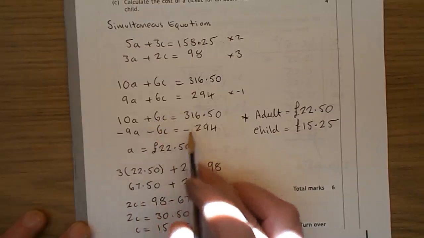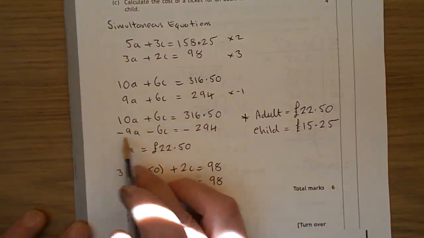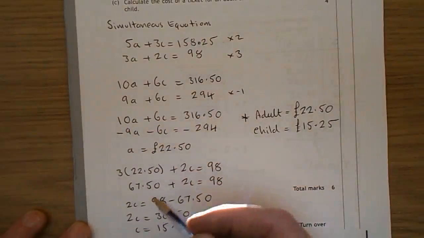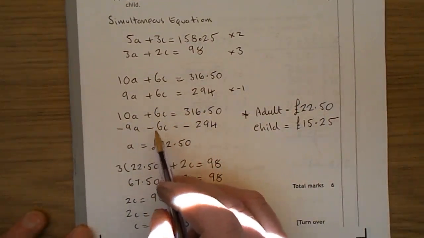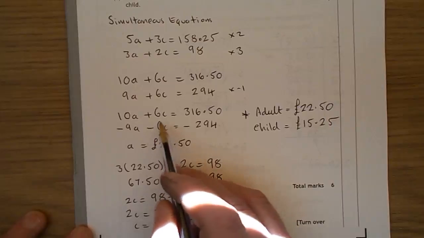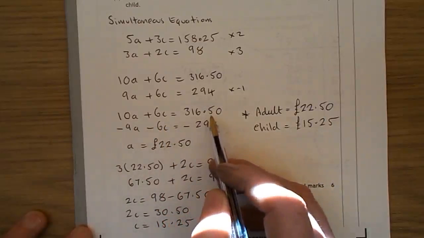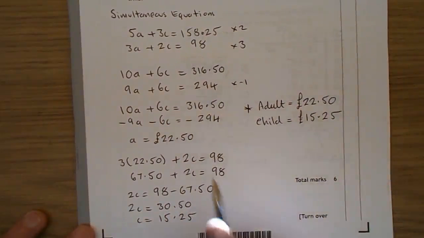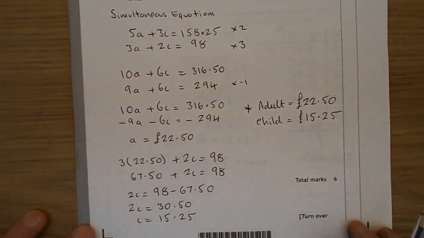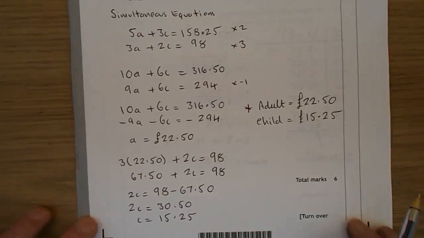This way I can see them right next to each other. 10A, take away 9A, basically you're adding minus 9A, but that just gives you A, plus 6C, add 6, minus 6C, they've gone. 316.50, take away the 294, again get your calculator out. So A is 22.50, so an adult ticket is 22.50.